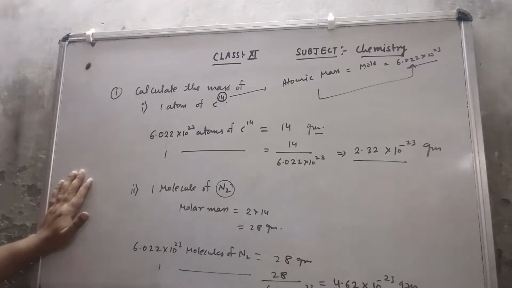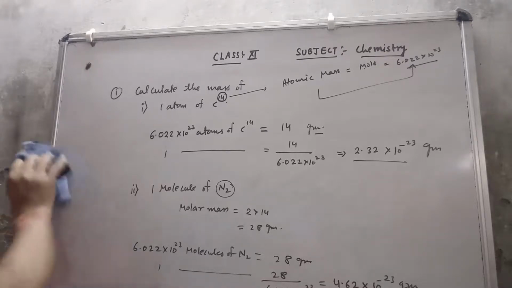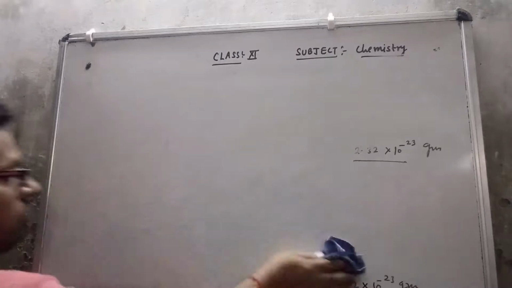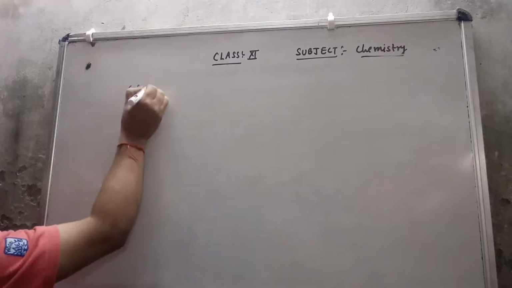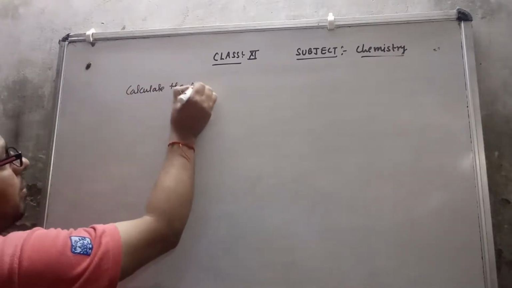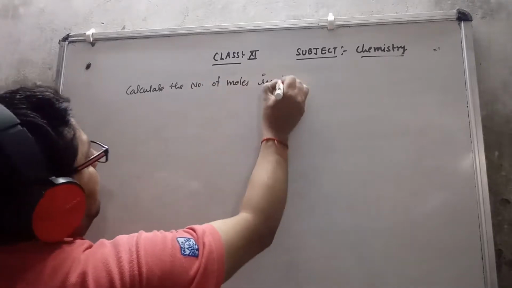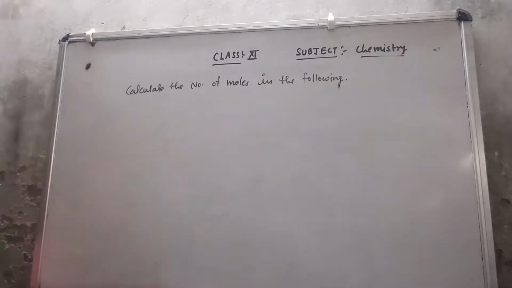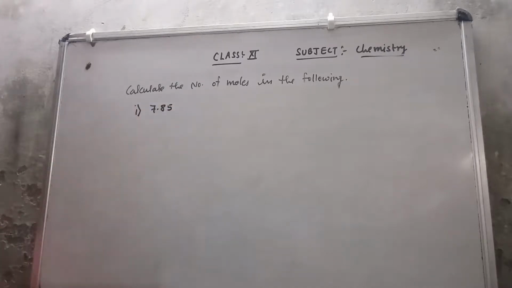Now the second question that I want to discuss with you: calculate the number of moles in the following. Like I have here 7.85 gram of iron.